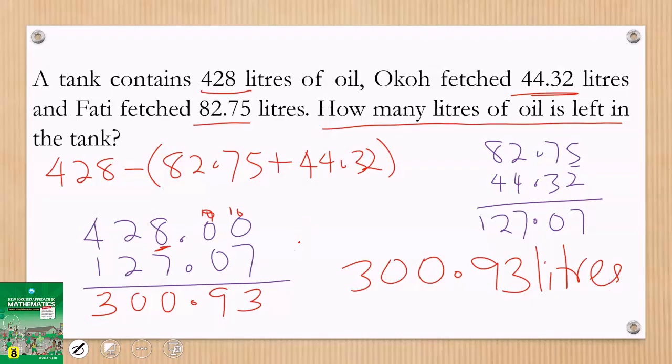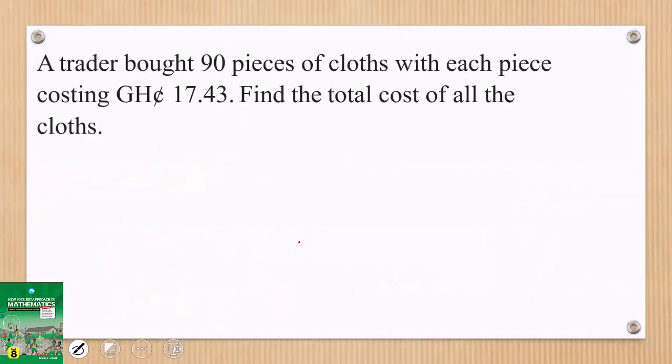Let's take another example and see. A trader bought 90 pieces of cloths with each piece costing 17 cedi 43 pesewas. Find the total cost of all the clothes. So if I have 90 pieces and each is 17.43, then I'm just doing 90 times 17.43 to get the total cost of all the clothes. Right, so how do we do this?